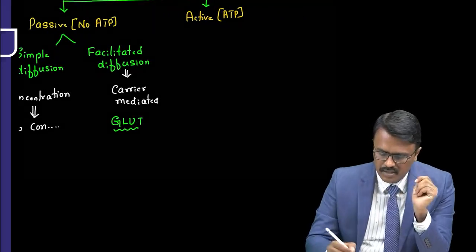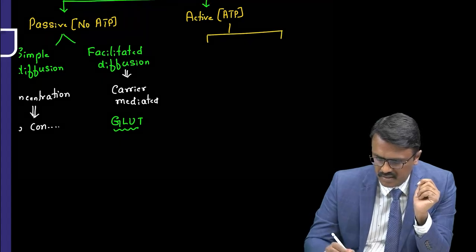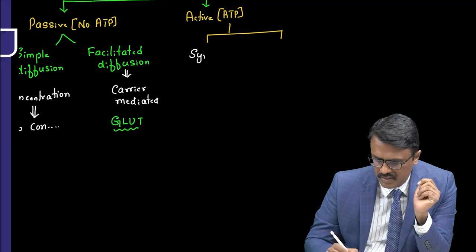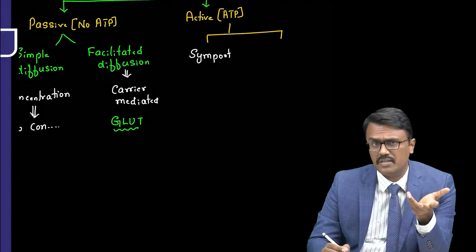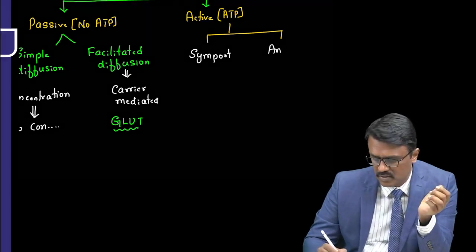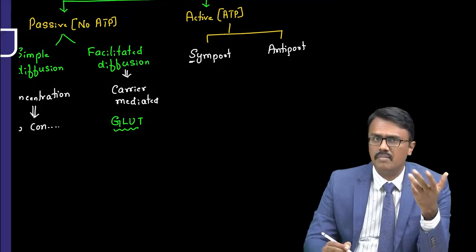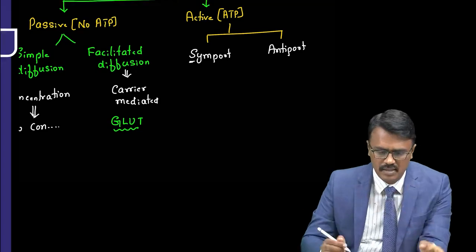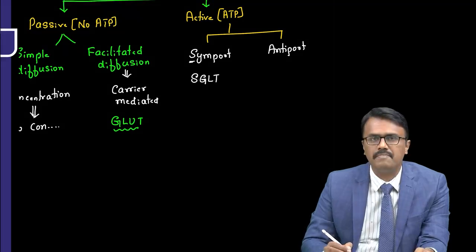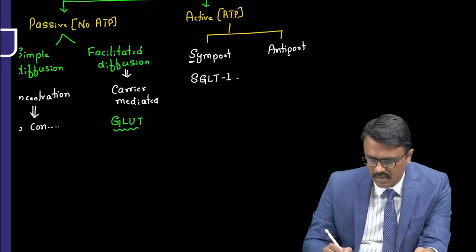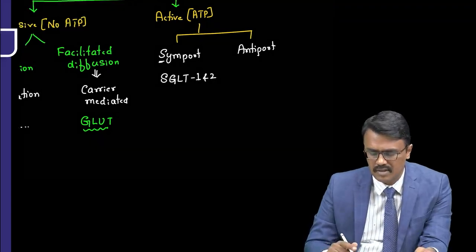Now coming to the active transport. Active transport, we have two variants. The symport and the antiport. Symport means same direction. Antiport means different direction. You know that? So symport, the name itself is starting with same. They both go in the same direction. Example for symport is sodium glucose transporter, SGLT1 and 2. So sodium and glucose, they move in the same direction.